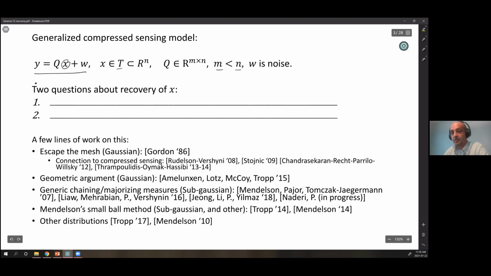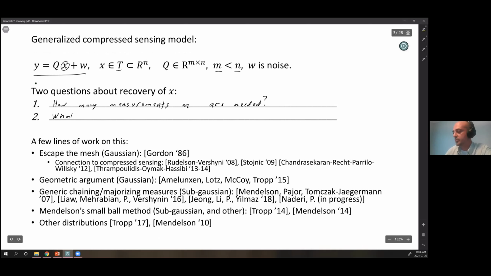Okay, so two questions that I'd start with about recovery of X. How many measurements M are needed, and what properties of Q and T allow good recovery? There are many lines of work on this. I bet I missed something, but here you can see there are different routes of attack for this problem.